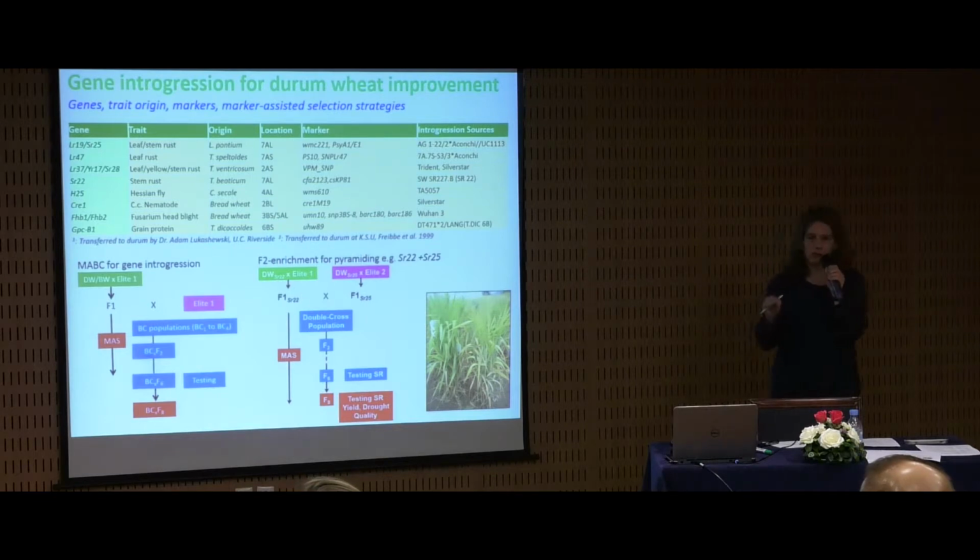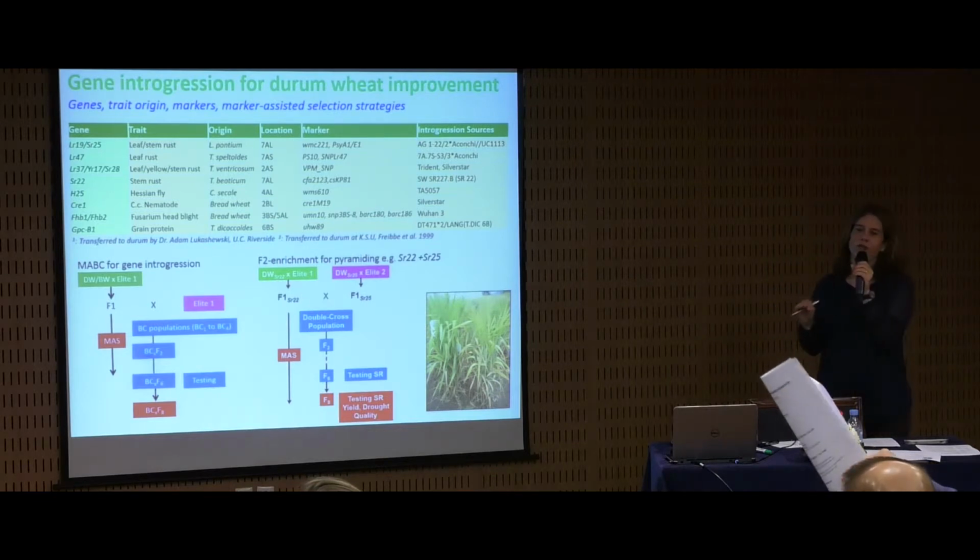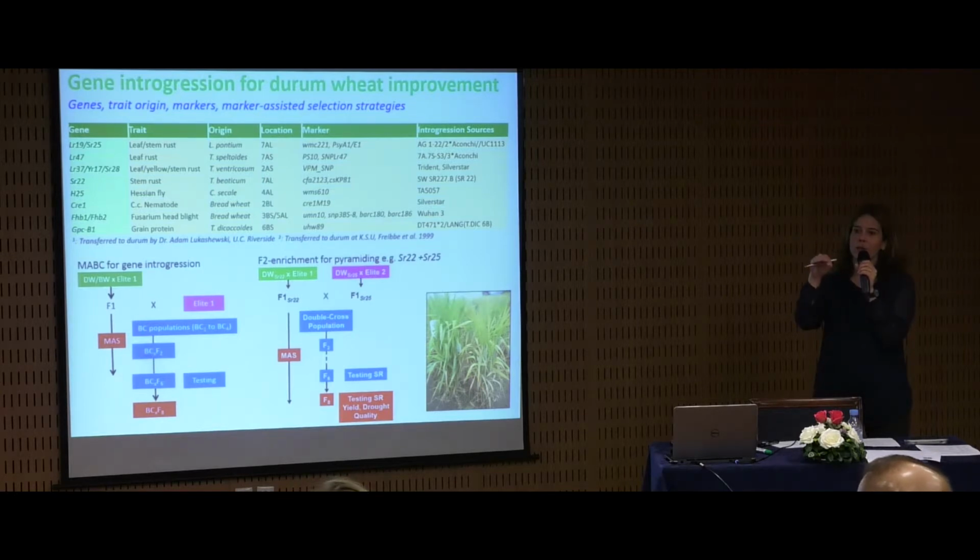Sometimes what we do in leaf rust, because we can select for leaf rust very well in our Obregon station, is select first for the phenotype, and then take the resistant lines and genotype them. So it's basically on both, phenotype and genotype. But in this case it's stem rust, so we use only the marker for selection, to increase the frequency of the two rust genes.